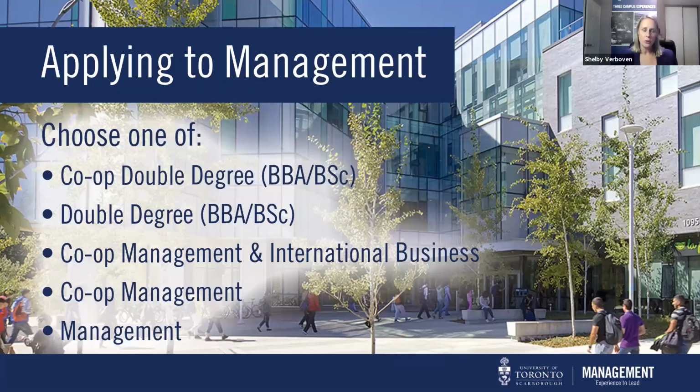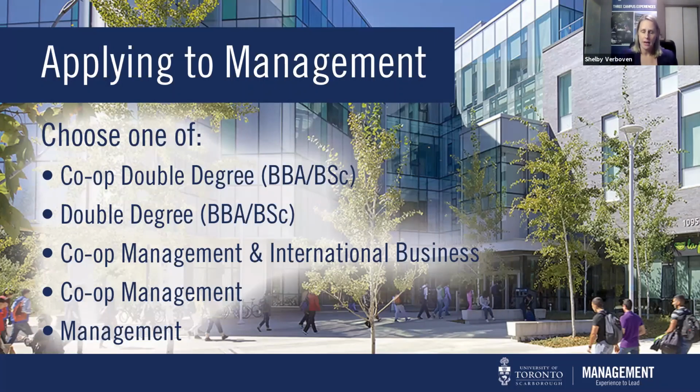When you're applying to U of T Scarborough and to our management programs, you're going to choose to apply to one of the 5 different areas that are on your screen. You can choose one of those areas to apply to on your application. The great part is if we can't consider you for that program, but if there's another program that you are eligible for, we will automatically consider you for that program. So for example, if you apply to co-op management and you don't quite meet the requirements for that, we may be able to consider you for the management program. This gives you a lot of opportunity to join U of T Scarborough.